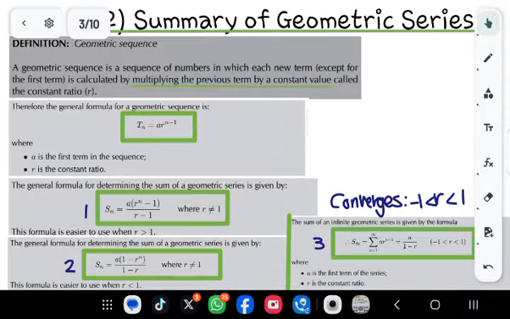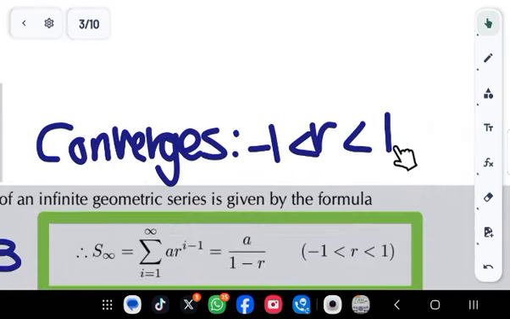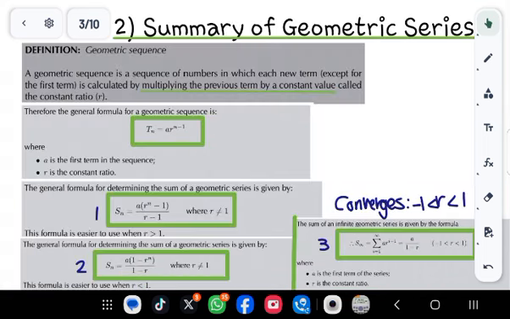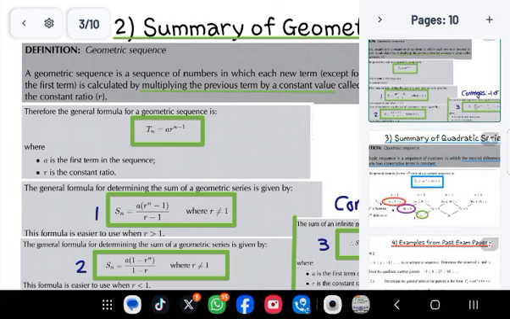So if they ask you a question, determine whether this geometric series is convergent or divergent. It will be convergent if your r, the constant ratio, is between 1 and negative 1. If it's outside of this, whether it's bigger than 1 or less than negative 1, then you have what we call a divergent geometric series, meaning it does not have a sum to infinity.